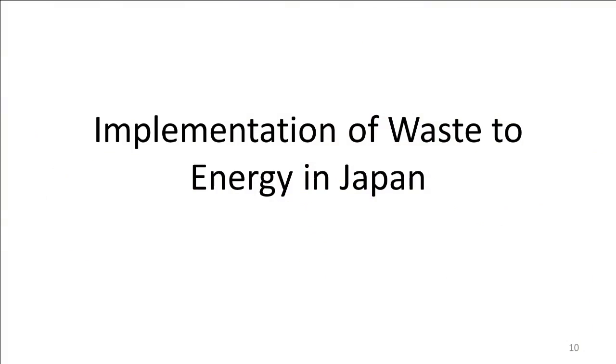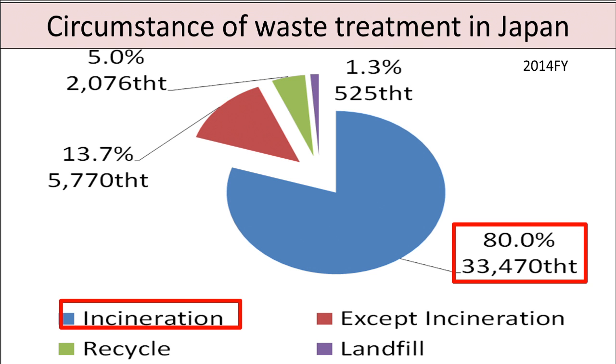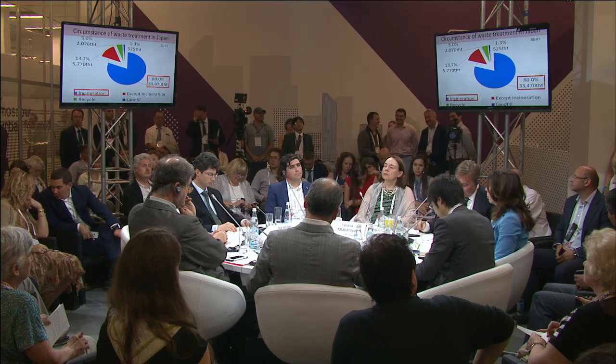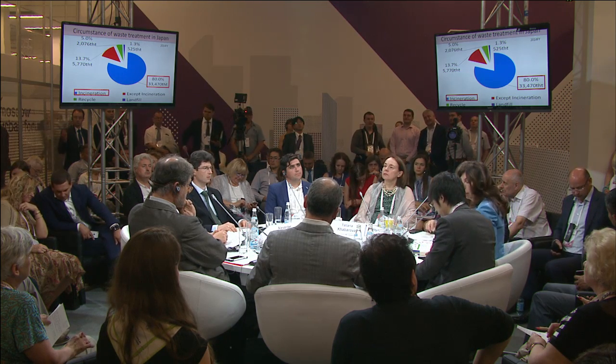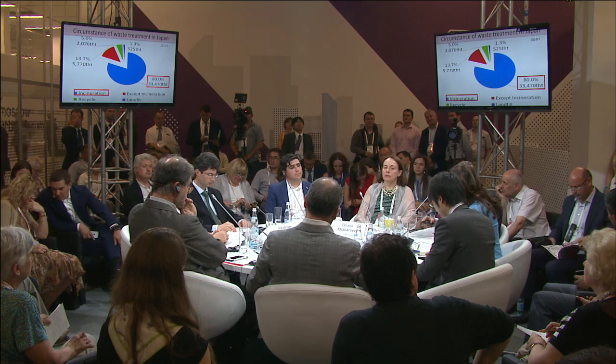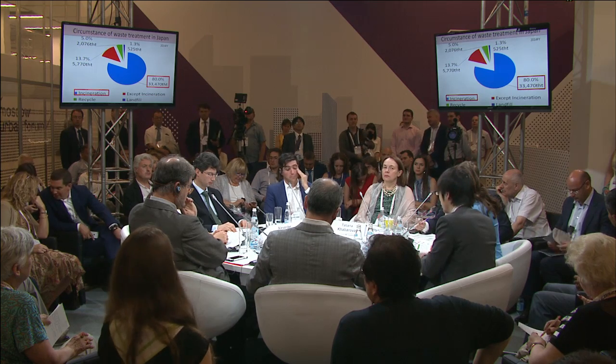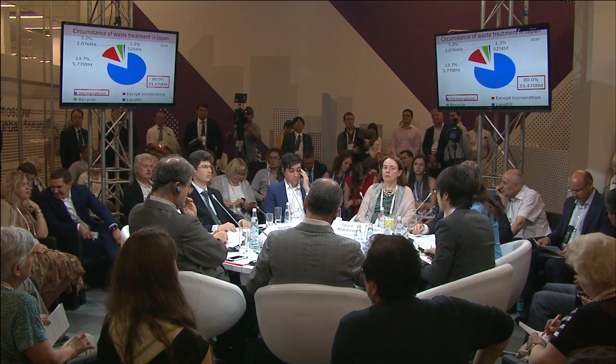And finally, I would like to talk about waste to energy in Japan. This figure shows how we treat the general waste, which is mainly from households. The total amount of general waste is 42 million tons per year, and the majority, 80%, is incinerated, and 30.7% is treated for recycling and other purposes. 5% is directly recycled, and 1.3% is directly landfilled. So incineration is very important for Japan.